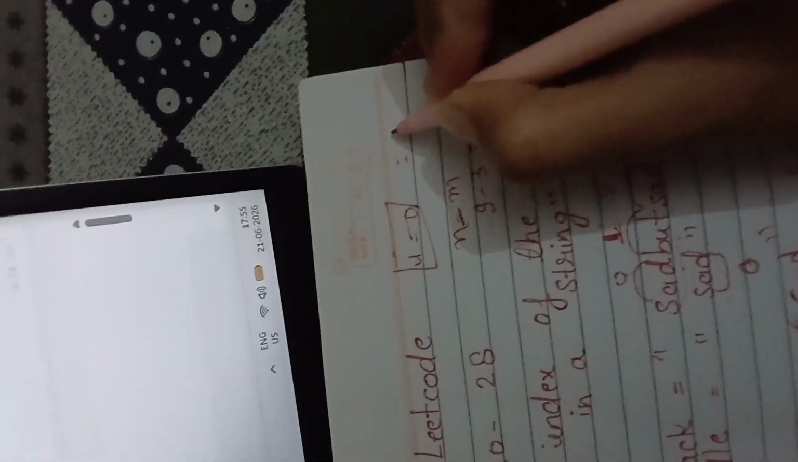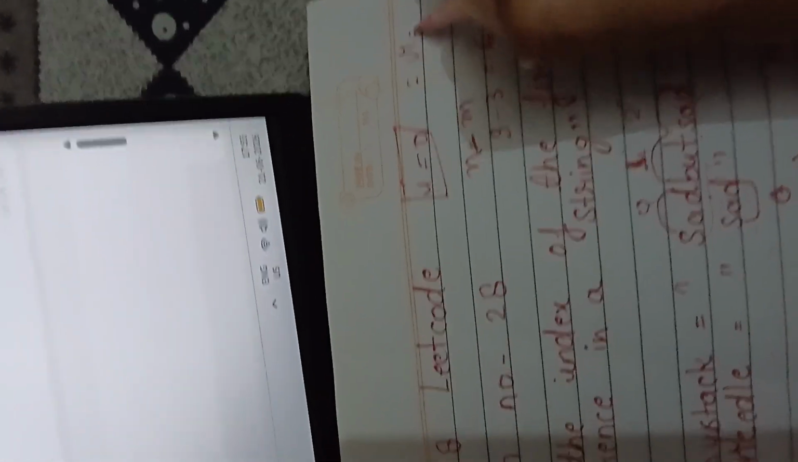So we will return i. Since i is 0, we will return 0 as output. Found the first occurrence, means here our first occurrence has been found. And lastly the code has ended.